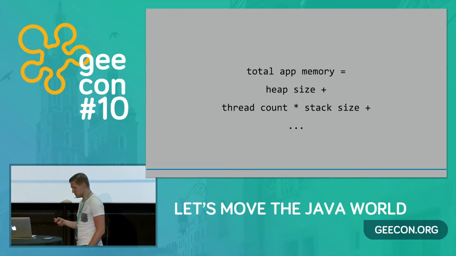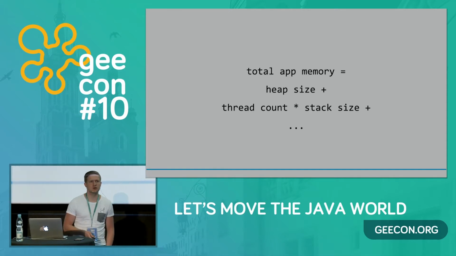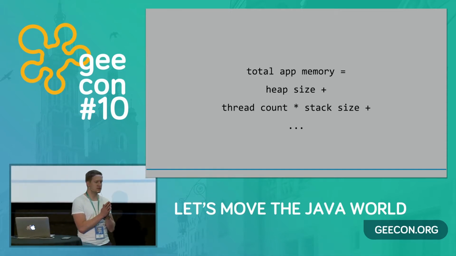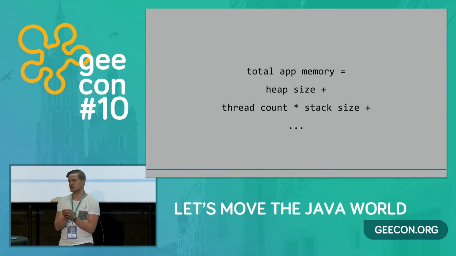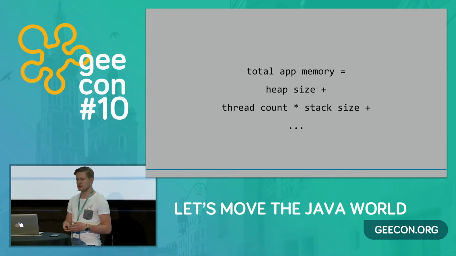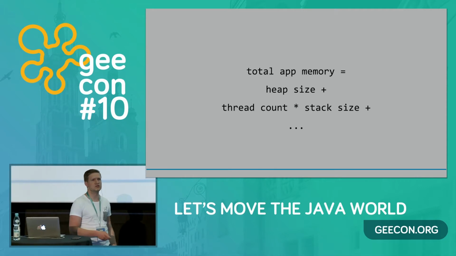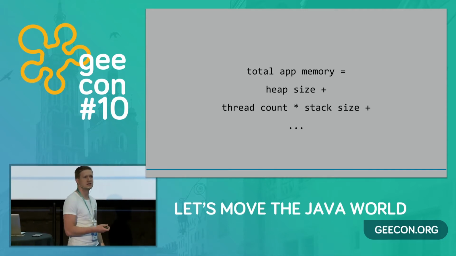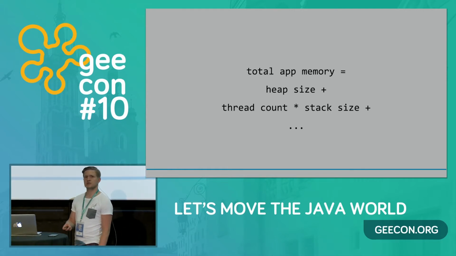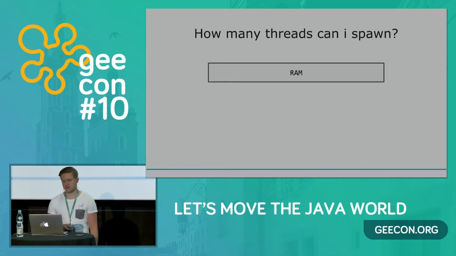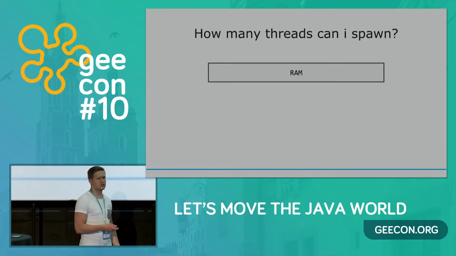Whenever we want to talk about how much memory our application needs, we tend to concentrate only on heap size. But that's not true. There are a lot of things out there besides heap, and one of them is thread stack sizes. So if you want to say how much memory you need, you also have to take into account how many threads you are spawning in your application and how big their stack sizes are. But is it this easy? How many threads can I actually spawn in an application?